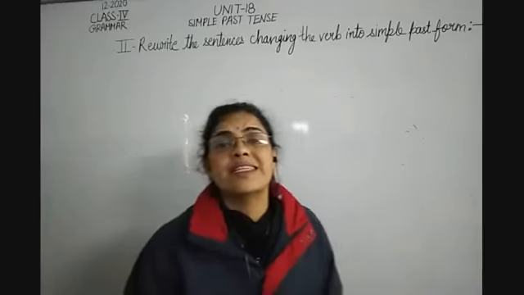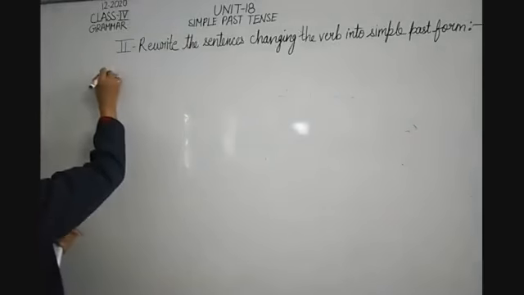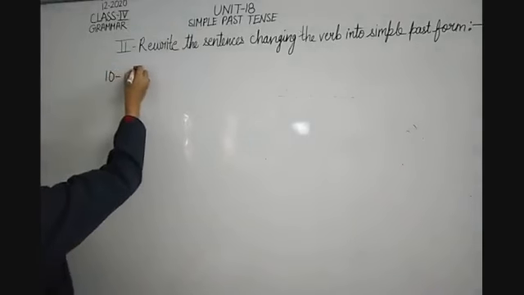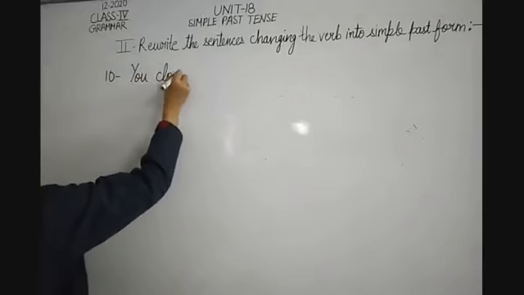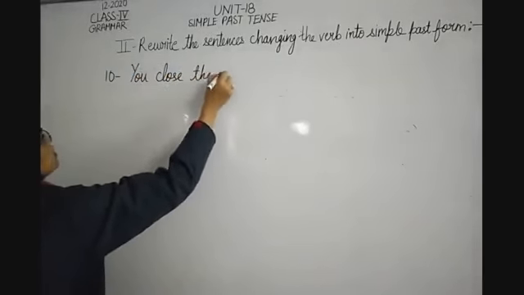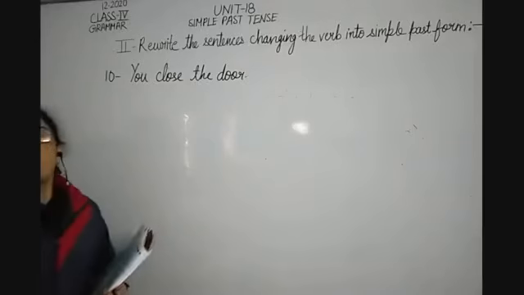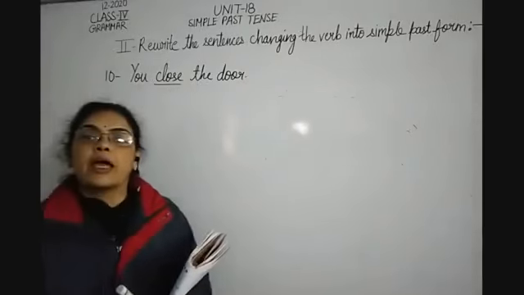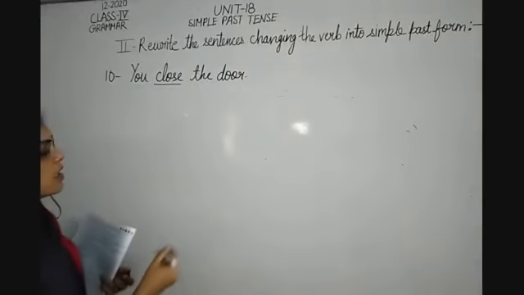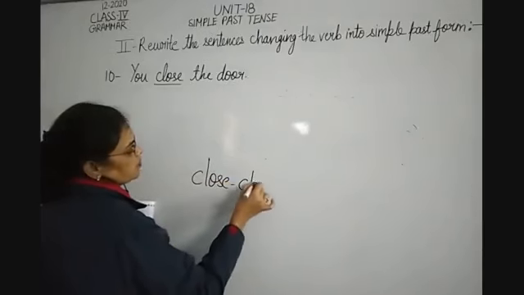So now I'm going to start with the 10th one. And the 10th sentence: you close the door. The verb in the sentence is close. Verb क्या है बेटा? Close. And close का past form is closed.